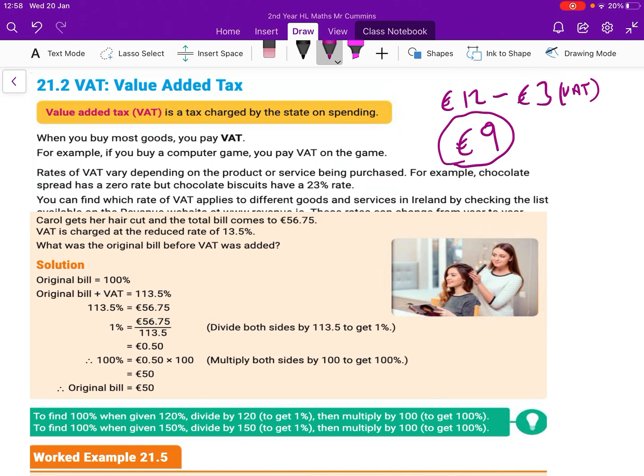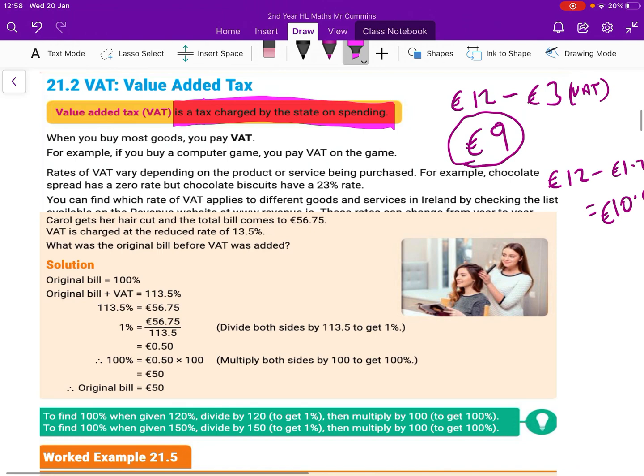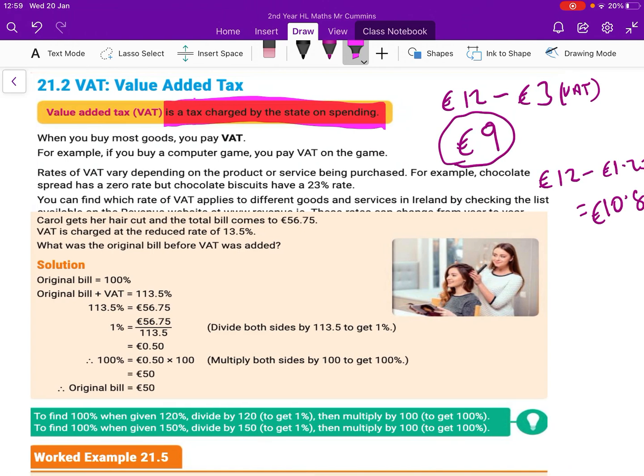So what the hospitality industry might say, well, would you be able to reduce the VAT to 10%? So if our burger was €12 and they reduced the VAT to 10%, well then they'd only be paying €1.20 in VAT to the government. And then €10.80 would go to the restaurant to pay for the burger and the staff and profit and so forth. So VAT is a charge by the state on spending. Any goods, any services, you have to pay VAT.